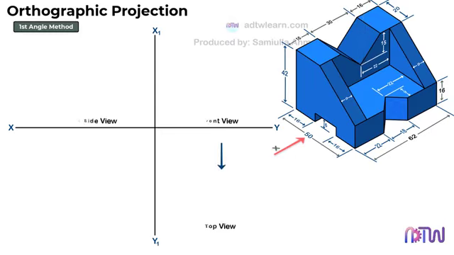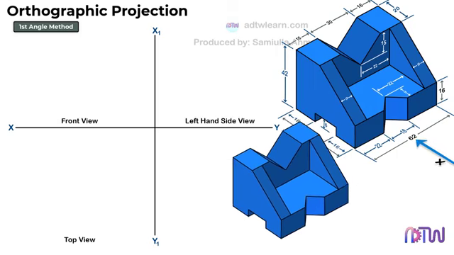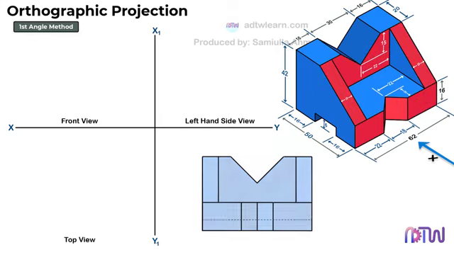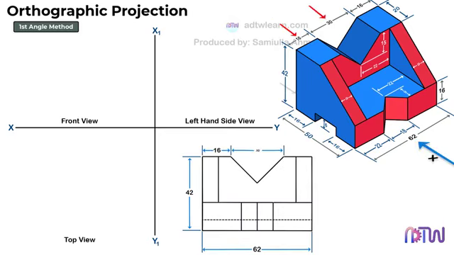Let's start drawing. When we view the object from the direction X, this is how it looks. I will color the visible sides on the isometric view for your convenience. We can see the height of the object as 42 mm, and the total width of the object as 62 mm. That is this 16 mm plus this 30 mm plus 16 mm, which will be equal to 62 mm.